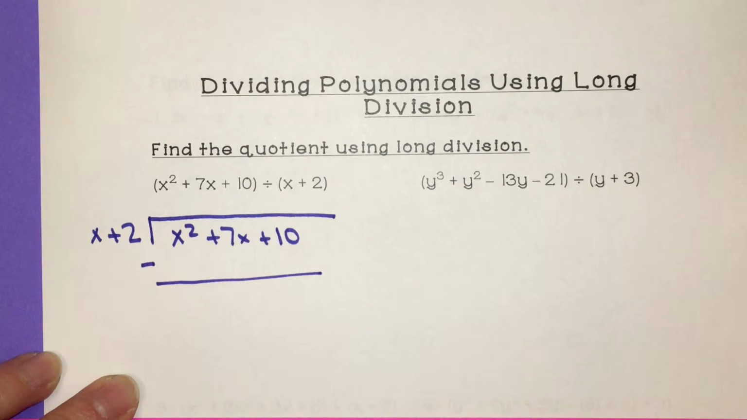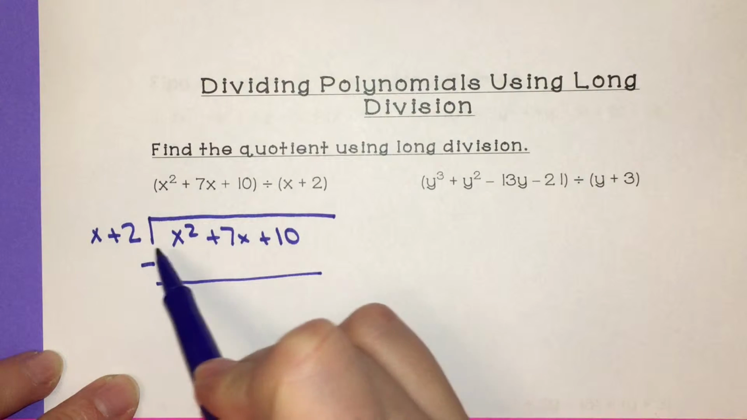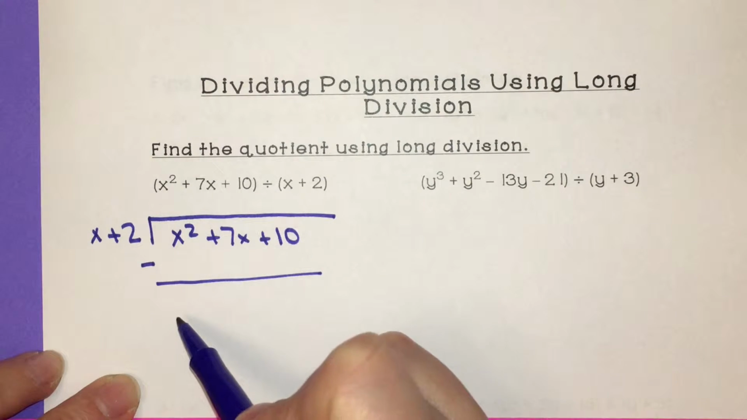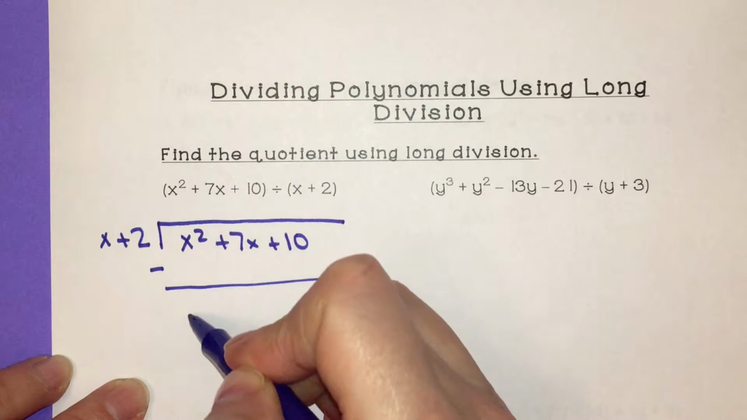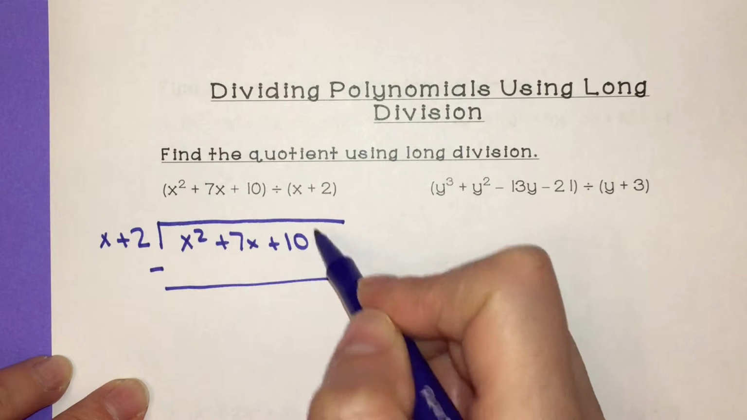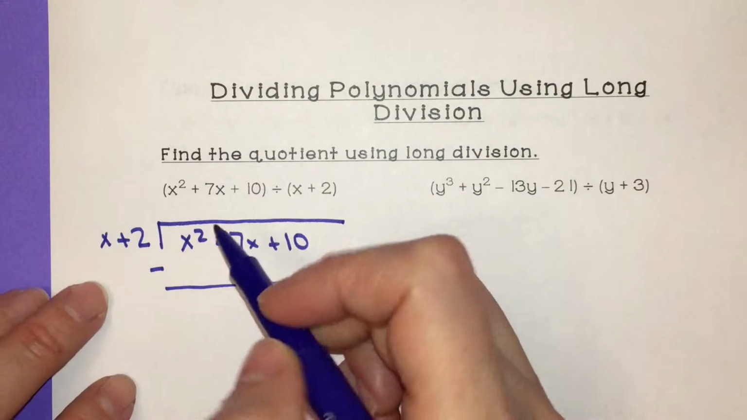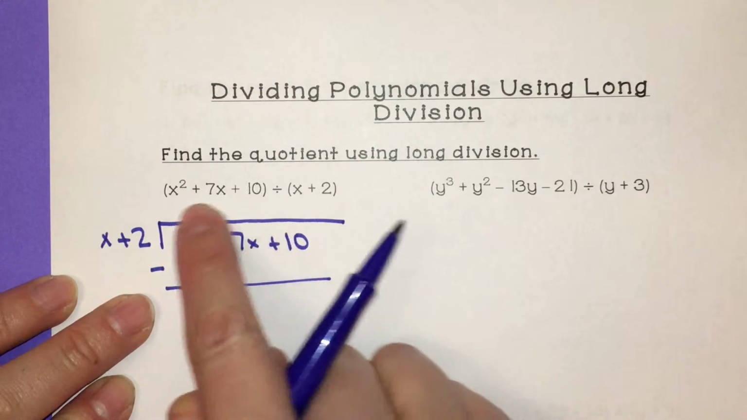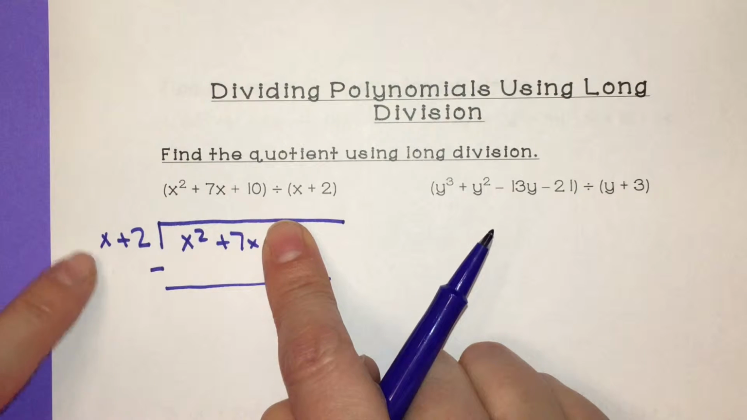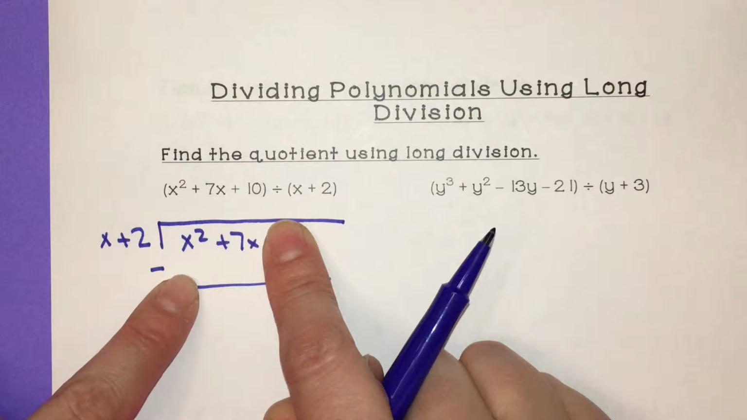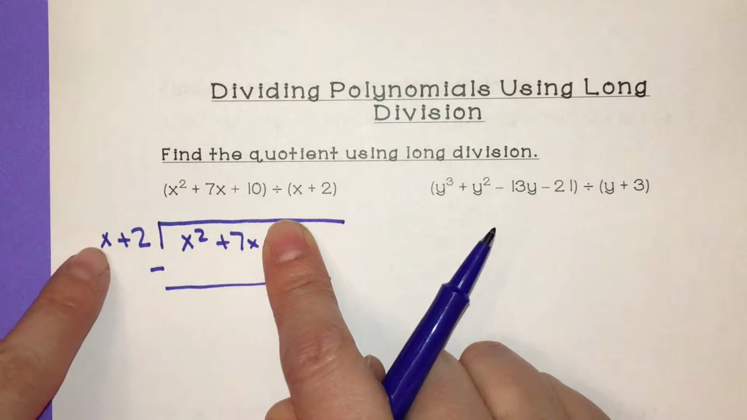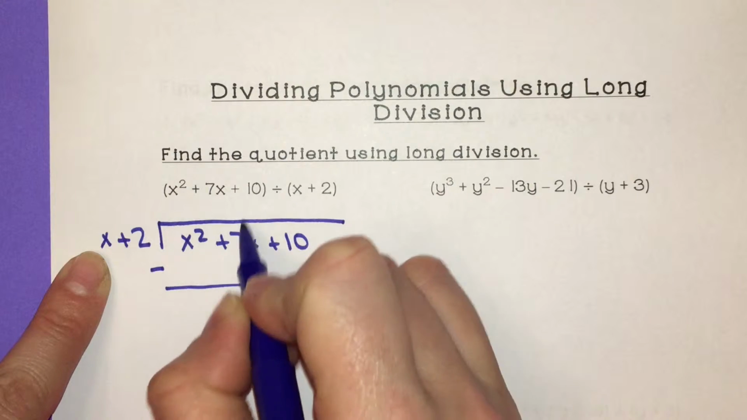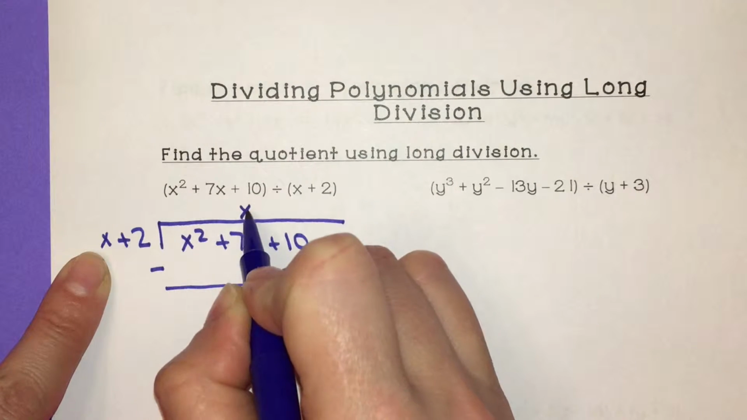So I have to ask myself, what can I multiply x by to get x squared? Because x squared minus x squared is 0. My ultimate goal is to make that equal 0 so I can bring down my next term and keep going. Since there's two terms out here, I'm going to have to look at the first two terms here. To make this be x squared, you would multiply x times x. Because there's two terms, I have to go back two terms and I have to put an x up here.